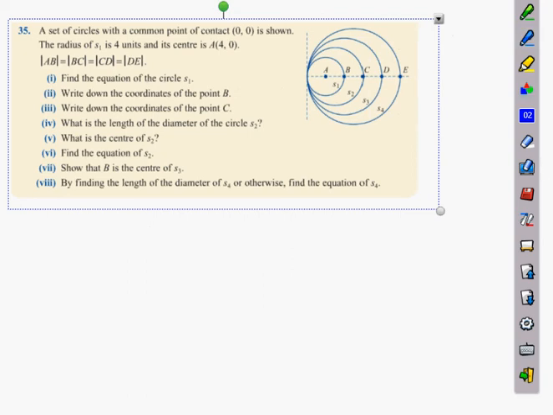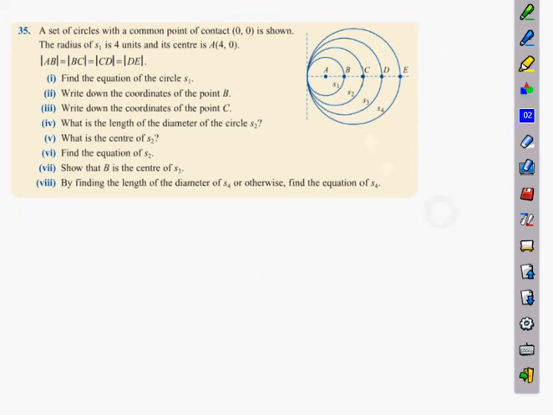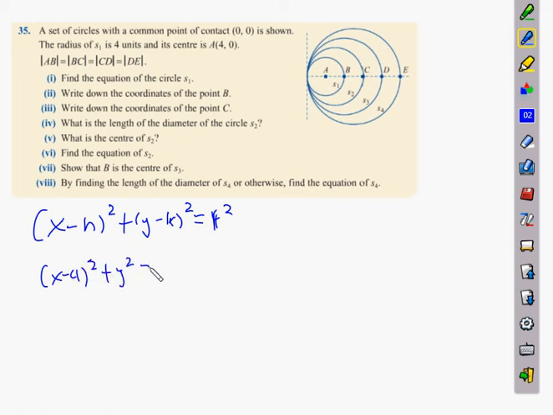35. Okay. So, this one here, guys, a set of circles has a common contact of 0, 0 as shown. The radius of S1 is 4 units and the centre is 4, 0. Write down the equation of S1. Well, it's all going to be x minus h squared plus y minus k squared equals r squared. So, first one is going to be x minus 4 squared plus y squared equals 16.